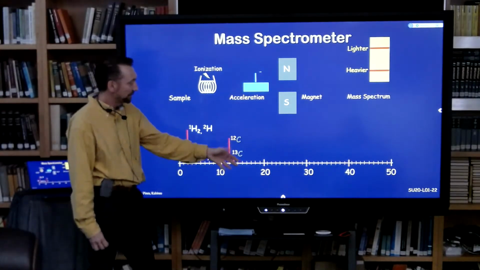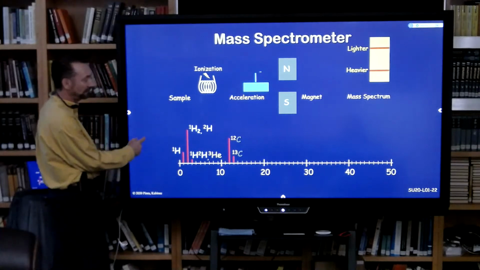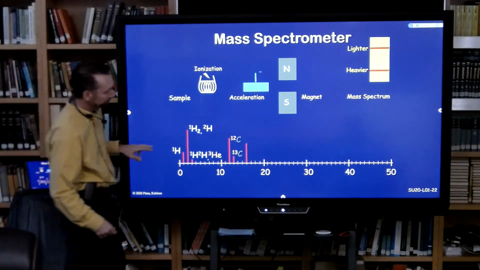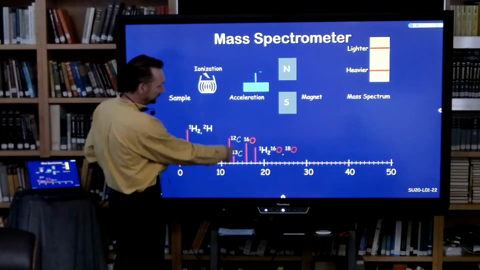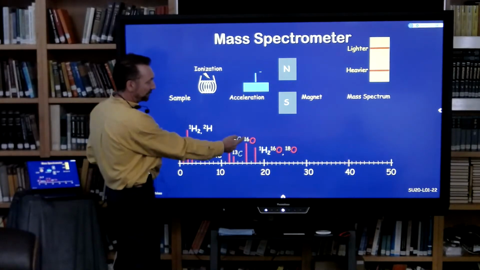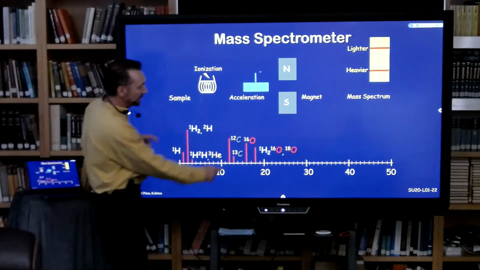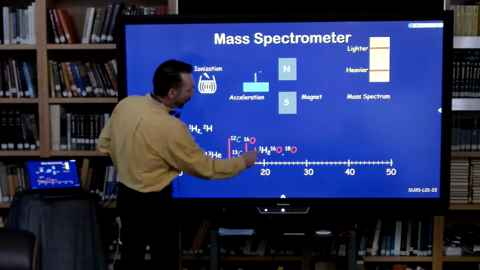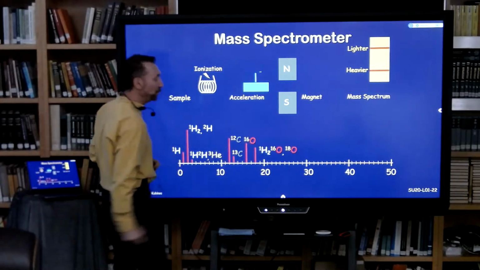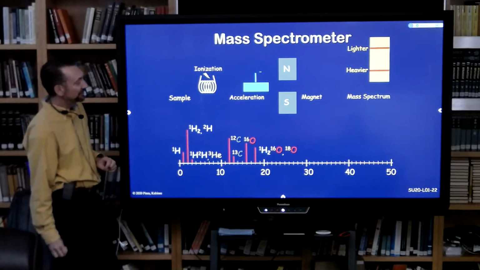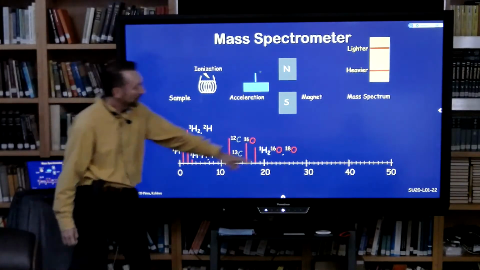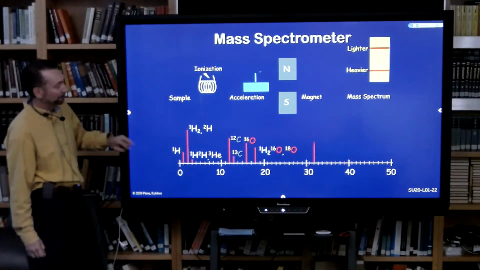Because there's about 100 carbon 13s per carbon 12 in nature. We can keep going. Here's a peak at 16. That could be an oxygen atom. Here's a peak at 18. That could be water with 2 oxygen 16s, or it could be an oxygen 18 atom.